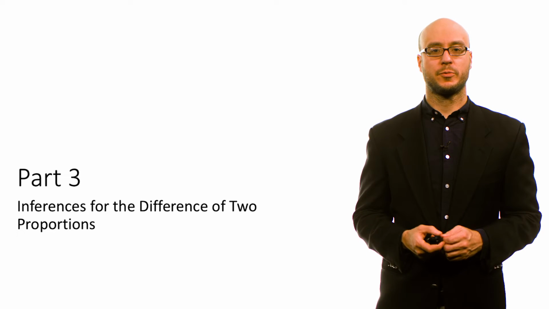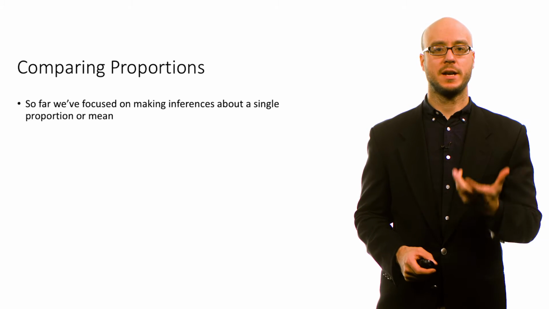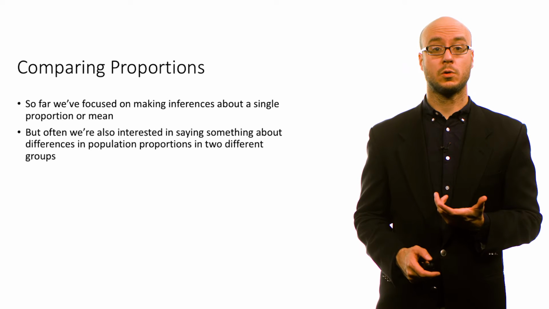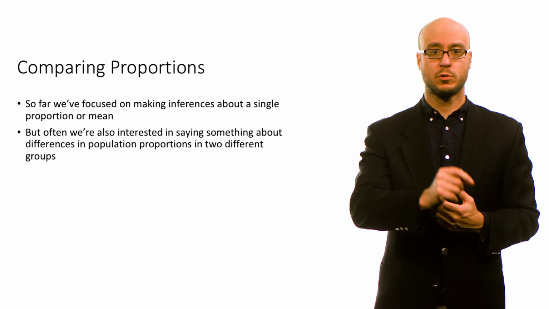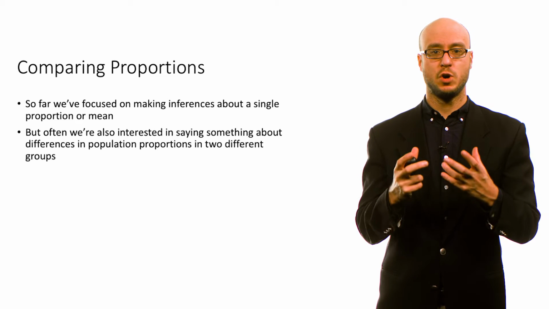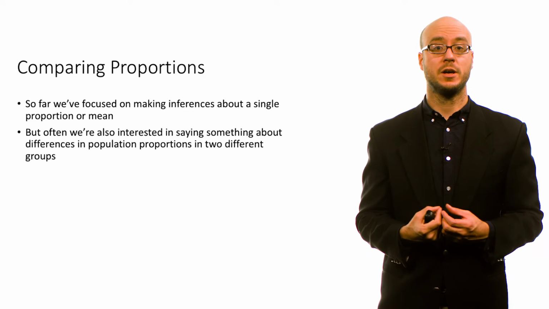Let's begin with part 3, inferences for the difference of two proportions. So far we've focused on making inferences about a single proportion or mean. So you gather a random sample, you calculate either a proportion or mean from that sample, and you want to use that information to generalize to some population that you haven't observed.